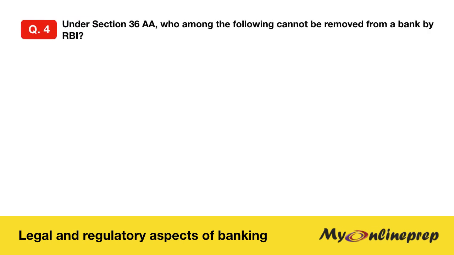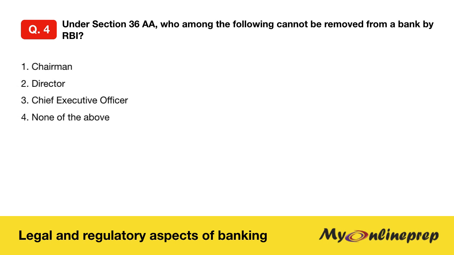Question number 4. Under Section 36AA, who among the following cannot be removed from a bank by RBI? सेक्शन 36AA के अनुसार इनमें से कौन से बैंक के एम्प्लॉय हैं जो आरबीआई जिनको रिमूव नहीं कर सकता है? Option 1 is chairman, option 2 is director, option 3 is chief executive officer, and the last option is none of the above. And the answer is none of the above.